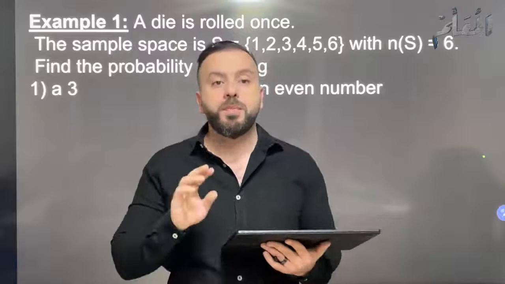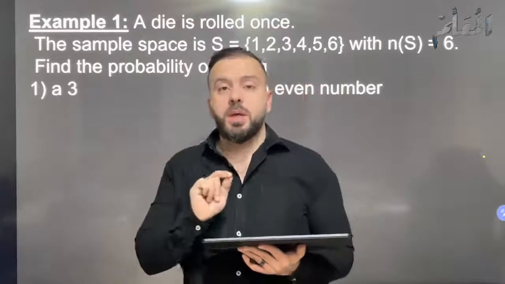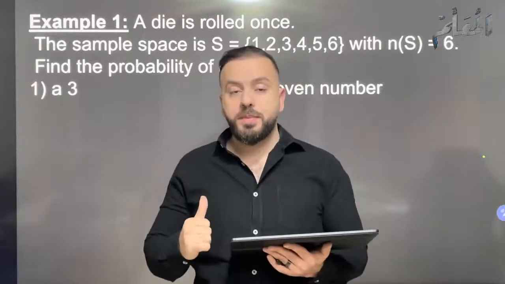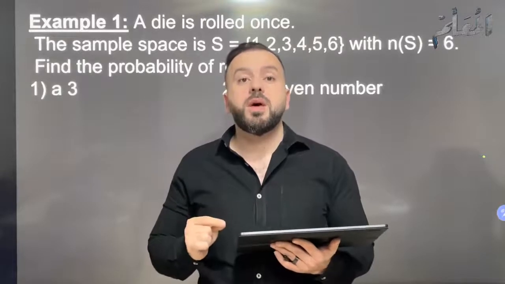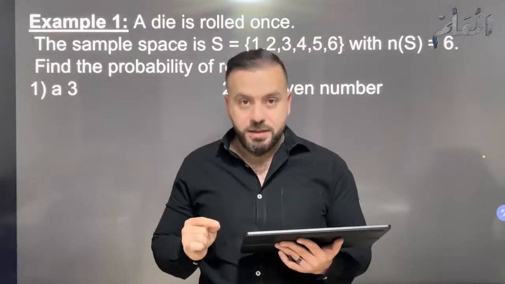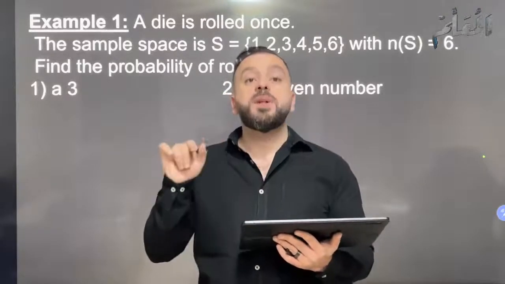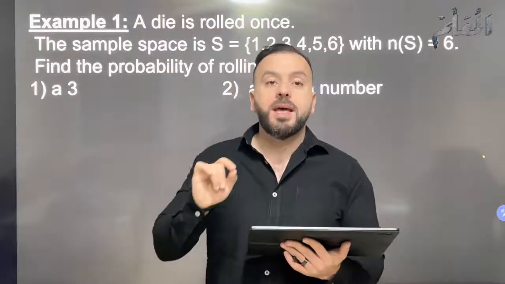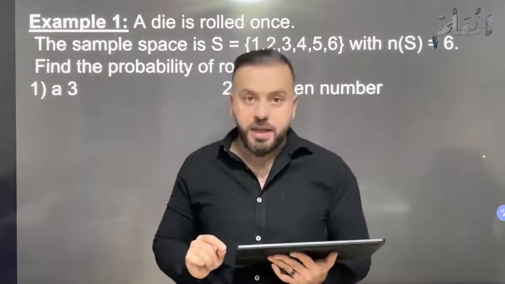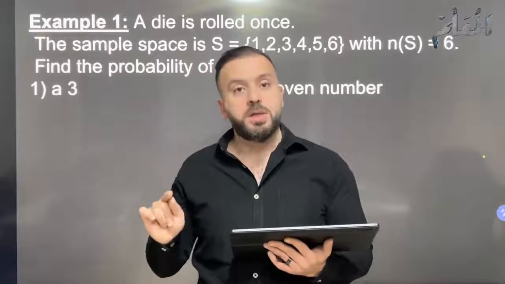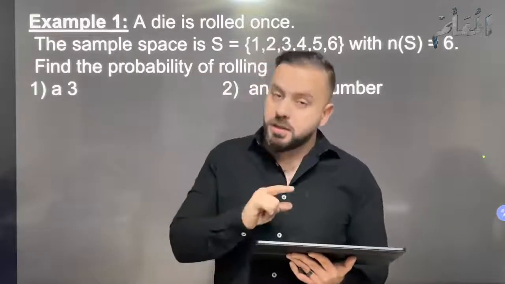And by the way, I need you to note this down. In the probability chapter, the words "or" and "and": or means plus, addition, and "and" is multiplication. Remember, or is addition and "and" is multiplication.